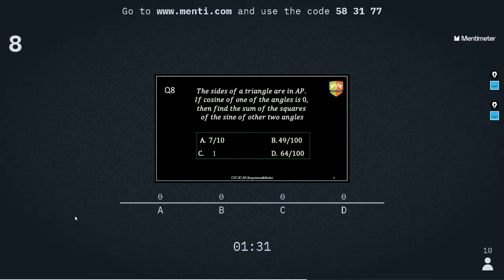Sides of a triangle are in AP. If cosine of one of the angles is 0, then find the sum of the squares of the sine of the other two angles.